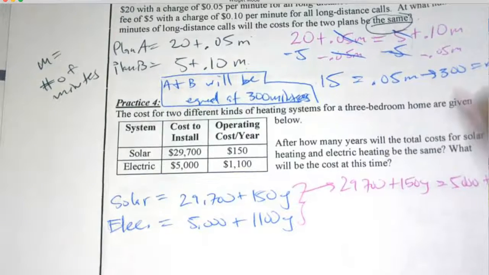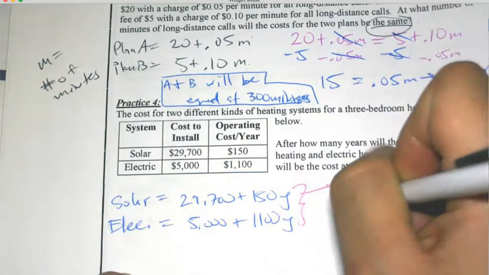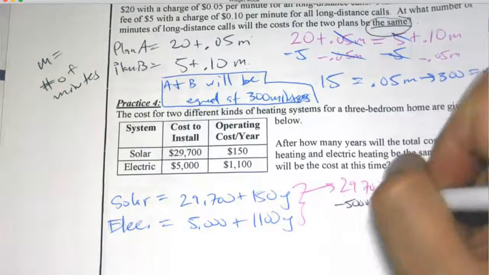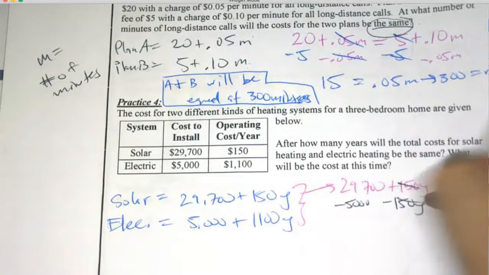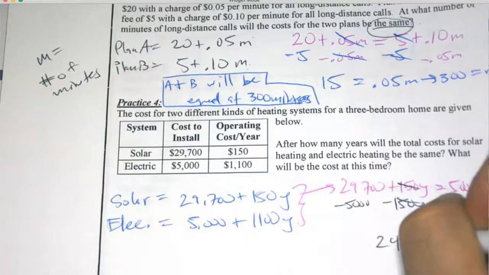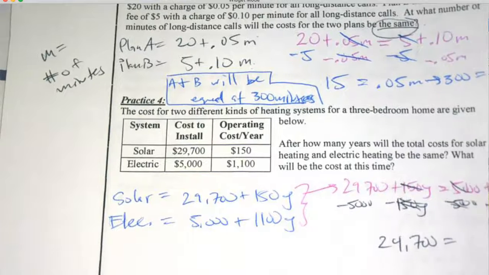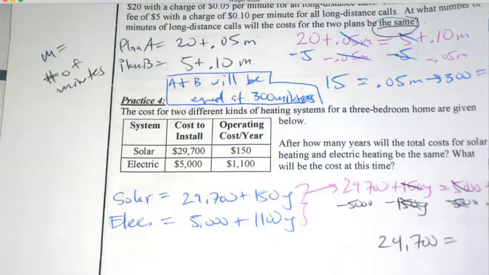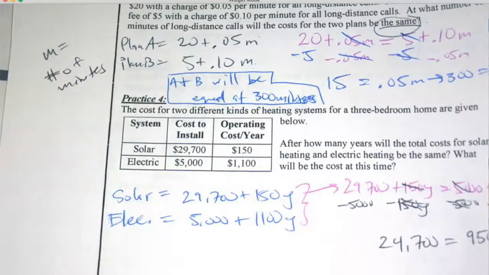I'm going to go ahead and subtract this 5,000 over. So I'm moving my constants to the left, which means I'm going to move my variables to the right. I'm going to subtract 150y. So 29,700 minus 5,000 is going to be 24,700. 150y zeroes out, 5,000 zeroes out, and then 1,100 minus 150. So that'll be 950y. Divide both sides by 950. 24,700 divided by 950 equals 26.